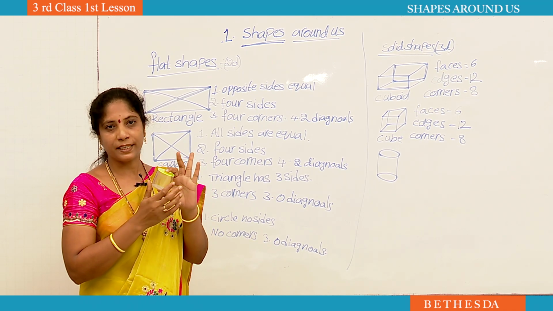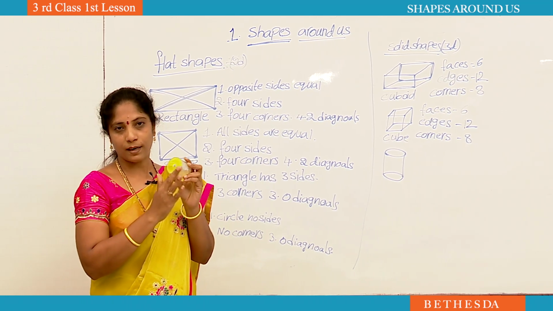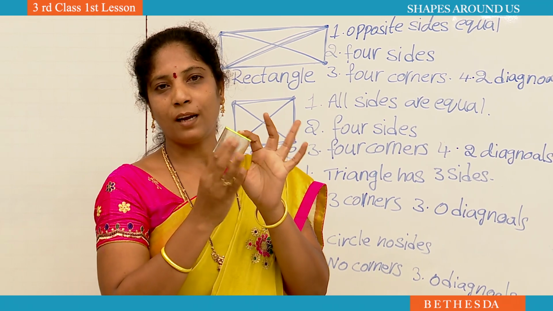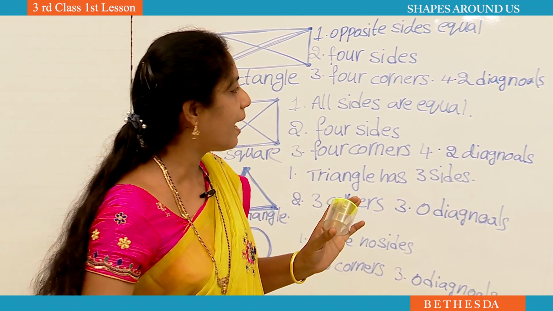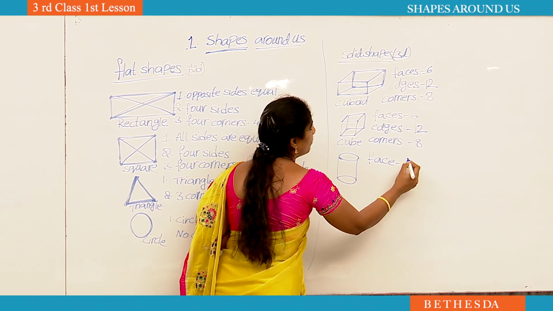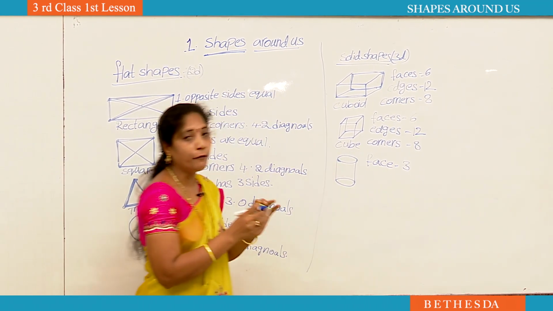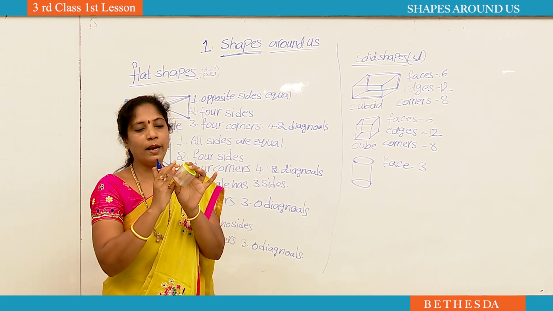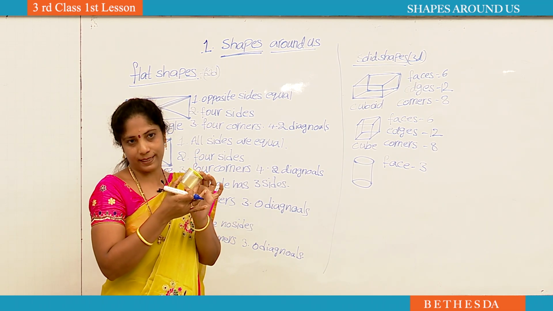How many faces does it have? You can observe, see here, 1, 2, 3. A cylinder has 3 faces. If you observe, these are the 3 faces. 2 are flat faces, one is the curved face.